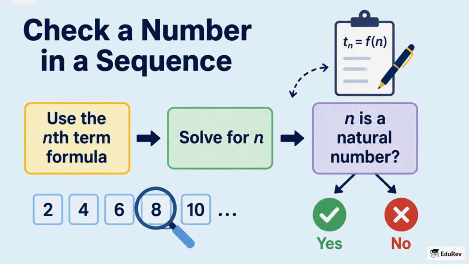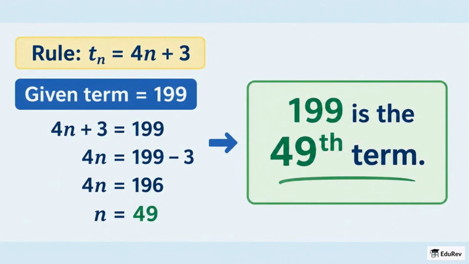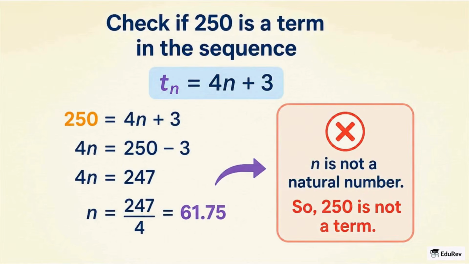is a natural number. For t sub n equals 4 times n plus 3, the number 199 gives n equals 49. So, it is the 49th term. But 250 gives n equals 61.75, which is not a natural number. So 250 is not a term.